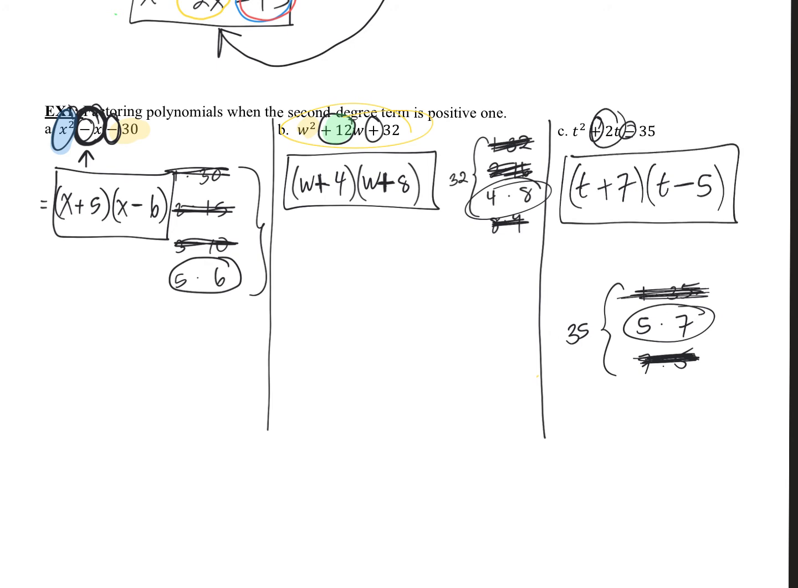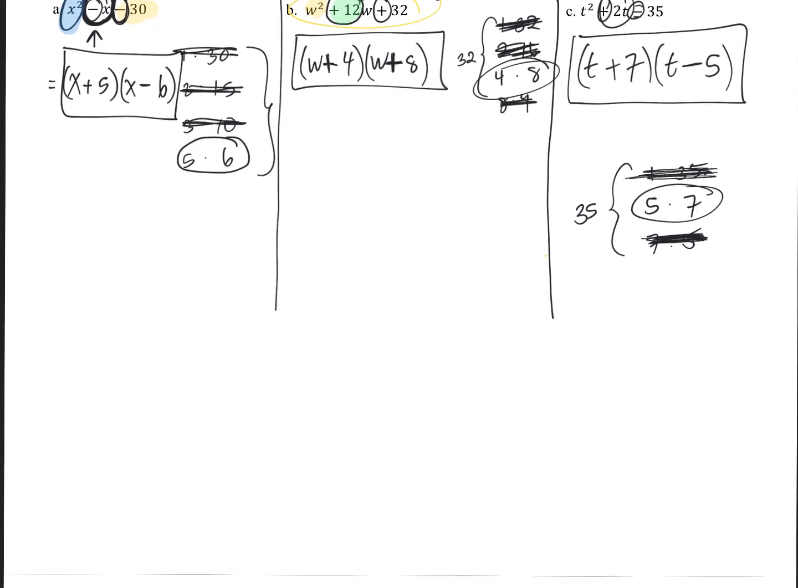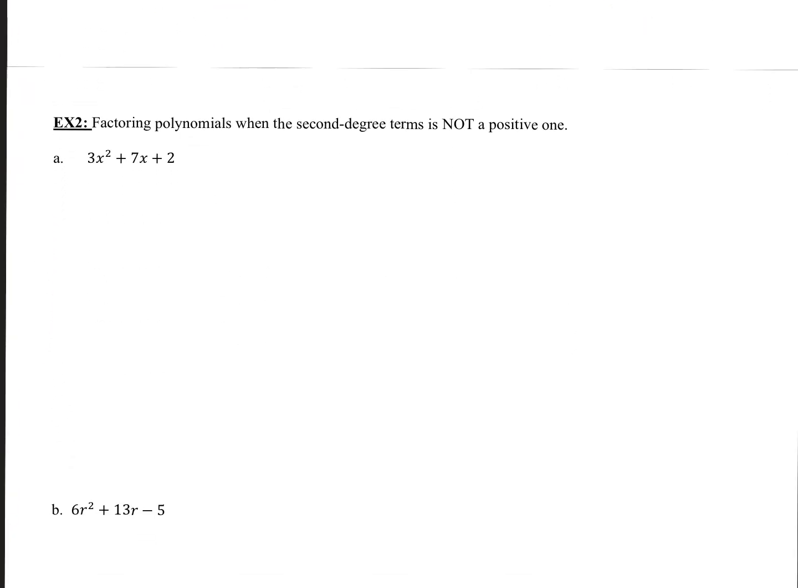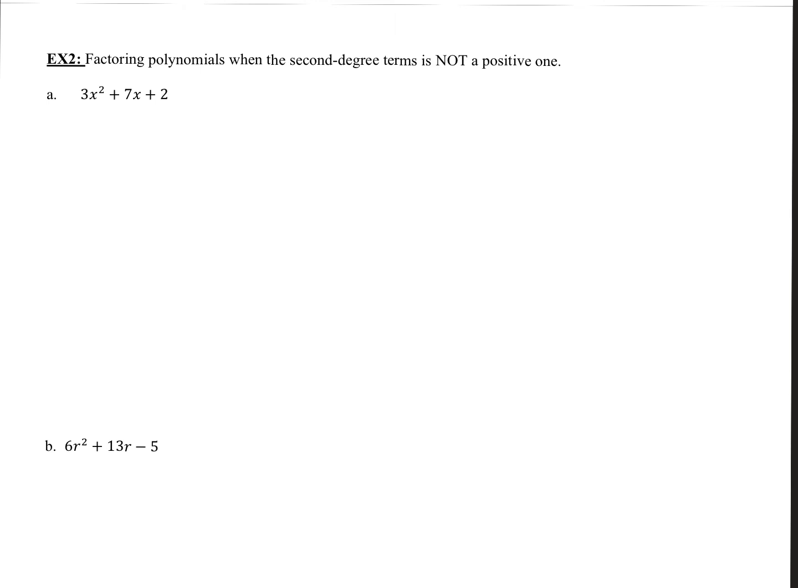And once again, you could go ahead and multiply that out to make sure you'd factored correctly. So that was pretty straightforward. But now, let's take a look at factoring when the second degree term is not positive. So see that right there? That 3? That's a game changer. Our plan is going to change a little bit.